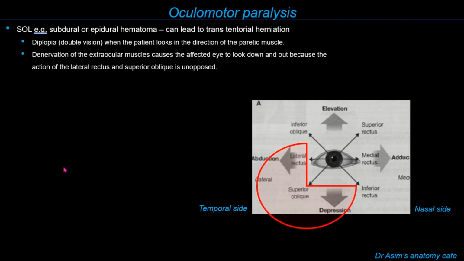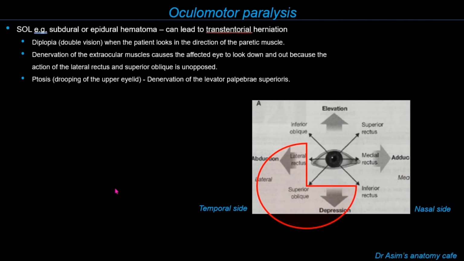Now, the denervation of the extraocular muscles causes the eyeball to look down and out because, as we already discussed, the actions of the lateral rectus muscle innervated by the sixth cranial nerve and the action of the superior oblique muscle innervated by the fourth cranial nerve would go unimpeded or uninhibited because of the paralysis of all these muscles over here, which are innervated by the third cranial nerve. This causes the eyeball to deviate down and out.